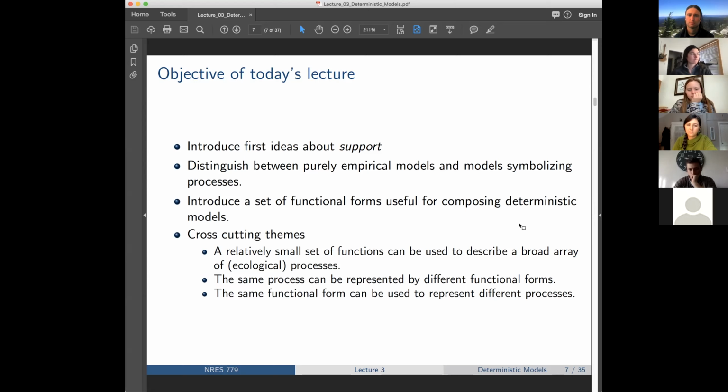Distinguish between purely empirical models and models symbolizing processes. This is something that didn't occur to me until later on in my graduate schooling, when I got a review back from a journal. I was submitting a PhD paper on my PhD research on survival rates of cackling geese. And what I had done was develop a purely empirical model that described what the survival rates were from 1982 to 2010. I said, here are the survival rates, this is what they are.